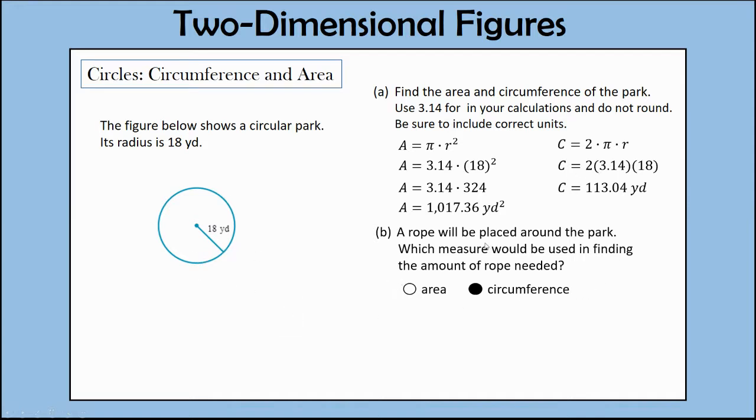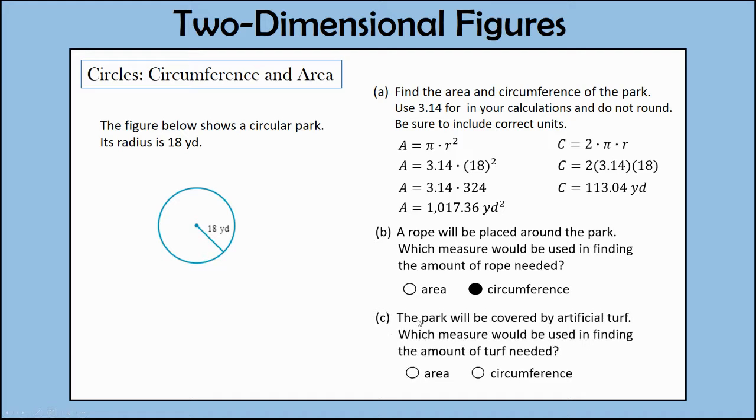Okay, part B, we're going to cover this park with artificial turf. Which measure would be useful in finding the amount of turf needed? So we're going to cover all of this interior here with artificial turf. That's area, guys. So we're filling this whole space in. That's area. So we're definitely going to want to use the 1,017.36 square yards. That's how much turf we're going to need. Okay, so just a little kind of follow-up questions to these.